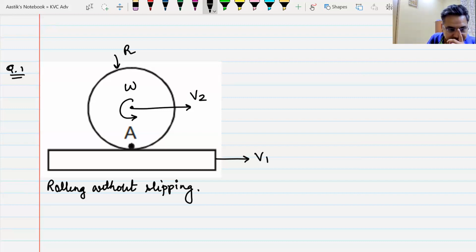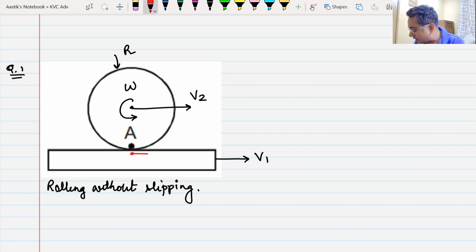Yes, my dear friends. Shall I do it? Sir, (v1 minus v2) by r equals omega, sir. You don't have to actually say it in that way, but you have said it correctly. How are you supposed to do this? It's very simple. You take one point on this and one point here on this. Remember, there is no slipping.